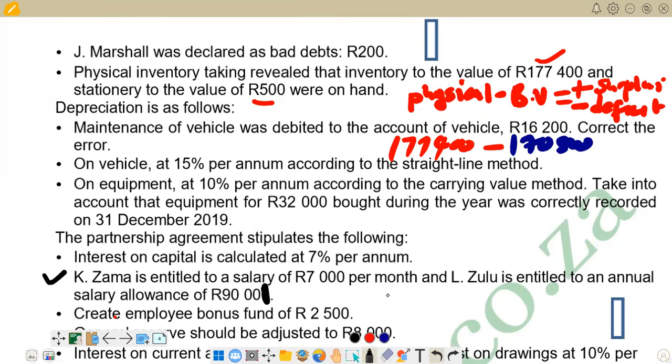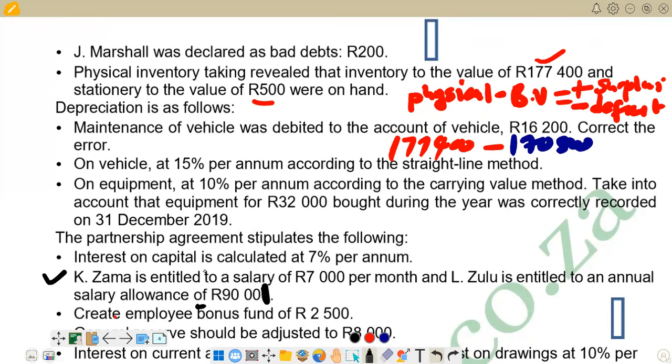It means this annual salary allowance is not put in the statement of profit and loss. We do not include it in the statement of profit and loss because it's an annual salary allowance. We are supposed to adjust it in the statement of changes in equity. So we are not going to include it in the statement of profit and loss.